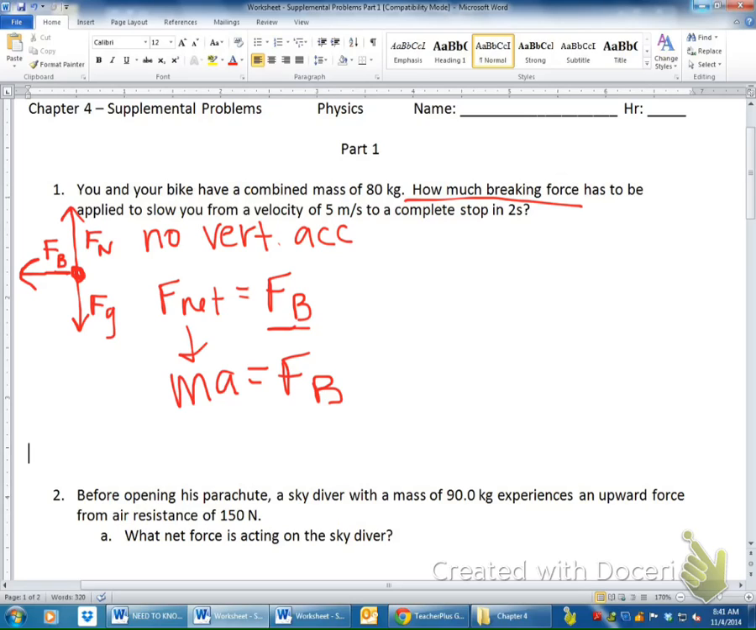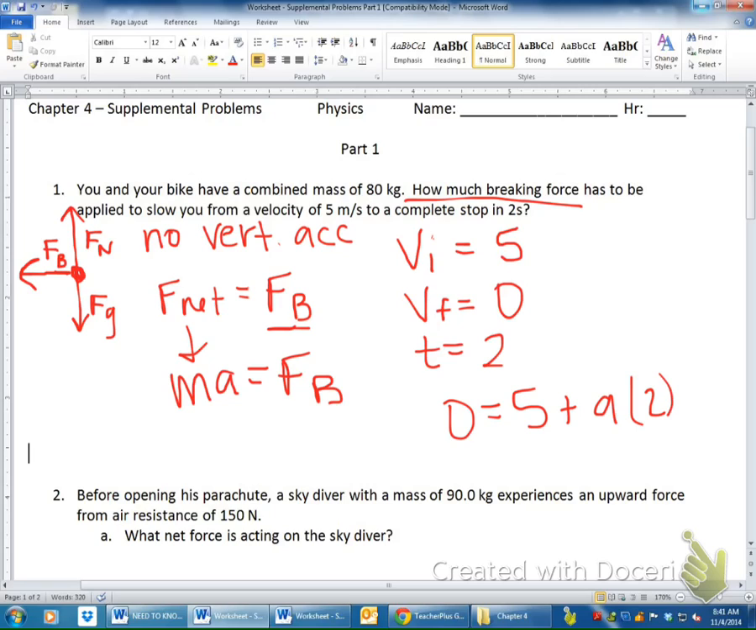Let's solve for acceleration using one of our kinematics equations. Okay, we have velocity initial. And what's our velocity initial? Okay, good. What's our velocity final? 0, because it comes to a complete stop. Our time is 2 seconds. Okay, so VF equals VI plus A times T. So negative 5 equals 2A. So our acceleration equals negative 2.5 meters per second squared.